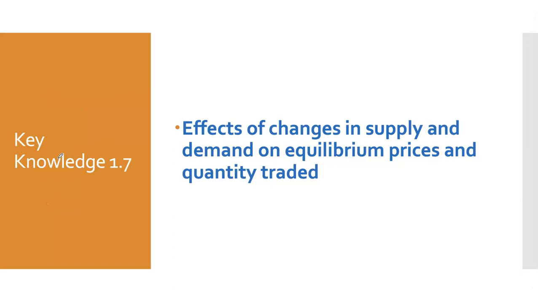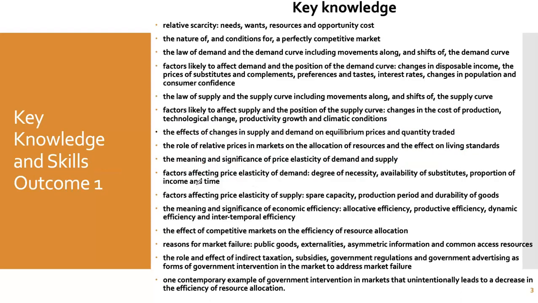And I hope by the end of this video, which will be a shorter video than the previous ones on supply and demand, that you understand the effect of changes in supply and demand on this concept of an equilibrium price and quantity traded. So it's going to be all about understanding what happens when supply and demand create an equilibrium price and quantity. Now you can see that this is our 7th key knowledge point in Unit 3 Outcome 1, and there is a video on each of these to helpfully build up your understanding of Outcome 1.